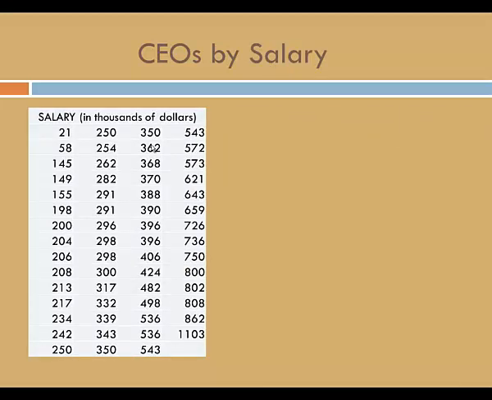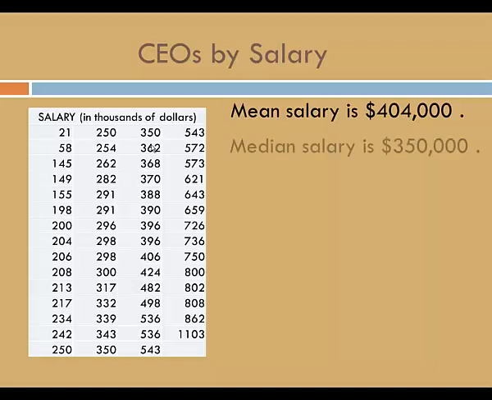Here are the salaries for the 60 CEOs in thousands of dollars. The mean salary is $404,000. The median salary is $350,000. Half the CEOs make $350,000 or less, and half of the CEOs make $350,000 or more.